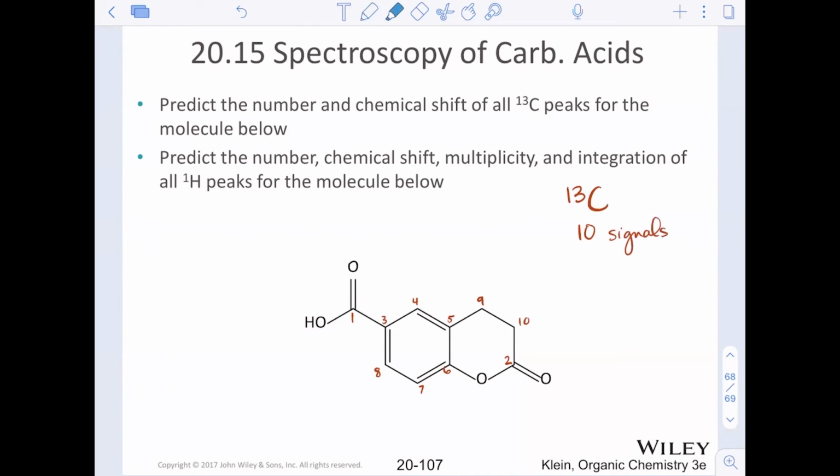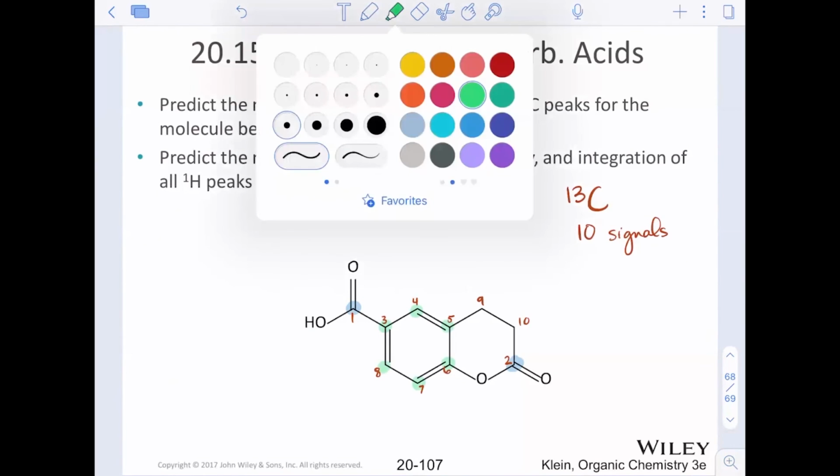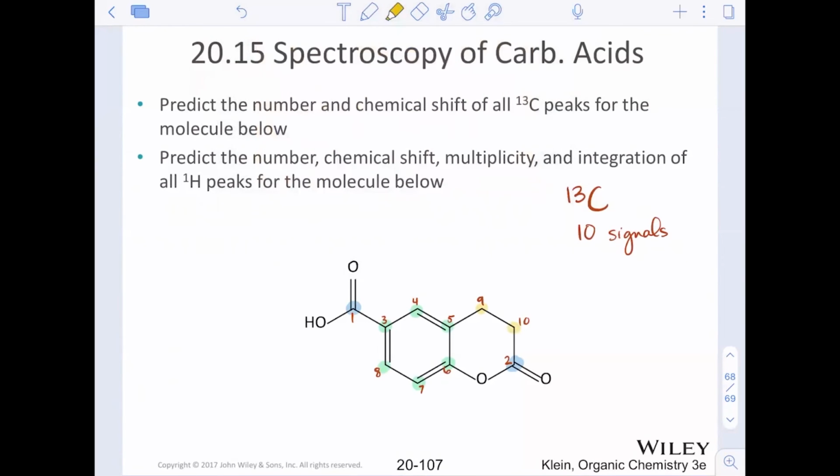We'll see the furthest downfield will be 1 and 2. The ones right in the middle will be 3, 4, 5, 6, 7, 8. And the furthest upfield will be 9 and 10. Beautiful. Now let's go ahead and do the proton. Let's draw in all of our other hydrogens so that we can see how many there are, where they are, what's going on, where should they show up.